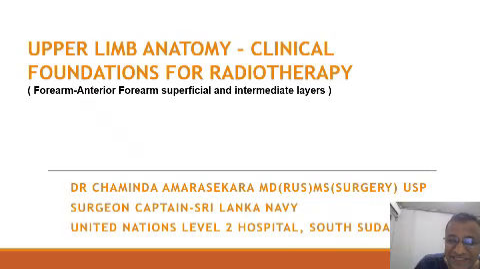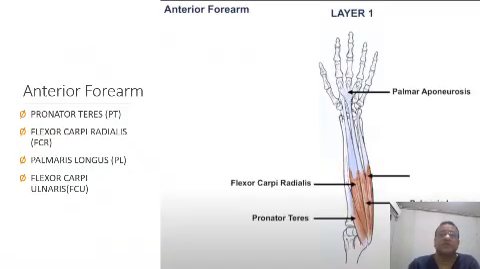Good afternoon, everyone. Last week we started with the upper limb anatomy and we could complete the upper arm. So today, as a continuation of the last week's lecture, we'll go into the forearm anatomy. Today we'll look at the flexor group of muscles of the forearm first.